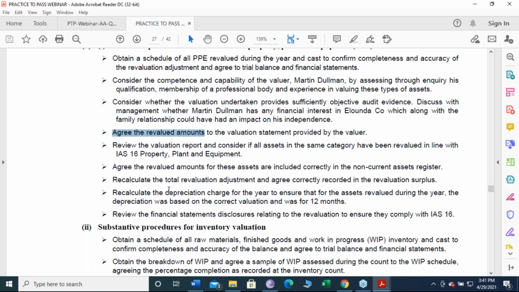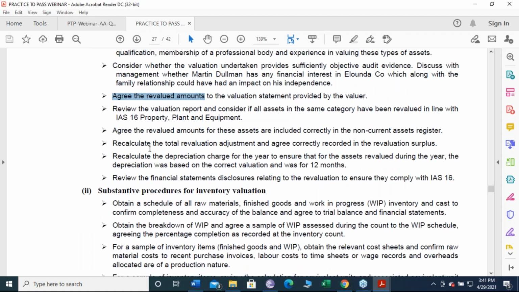Another procedure, and this procedure is the one which reflects good knowledge of IAS 16. Review the valuation report and consider if all assets in the same category have been revalued in line with IAS 16 Property, Plant and Equipment, because IAS 16 does not allow you to select few and ignore few. You have to incorporate all of them. Moreover, agree the revalued amounts for these assets are included correctly in the non-current assets. Make sure that the revalued amounts are now recorded in the asset register.